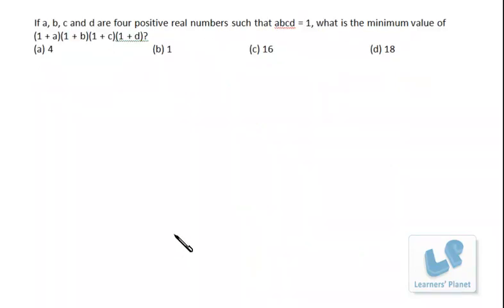Now let's try this problem. If A, B, C and D are four positive real numbers such that ABCD is equal to 1, what is the minimum value of (1 plus A)(1 plus B)(1 plus C)(1 plus D)? Friends, we have already discussed this concept in the previous session that the arithmetic mean of two numbers is always greater than or equal to their geometric mean.